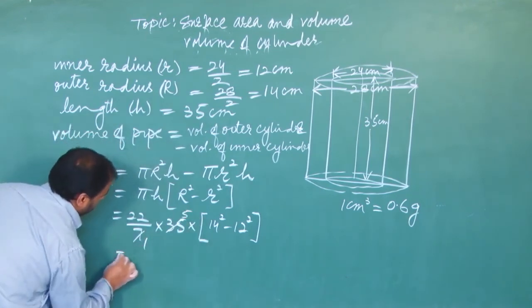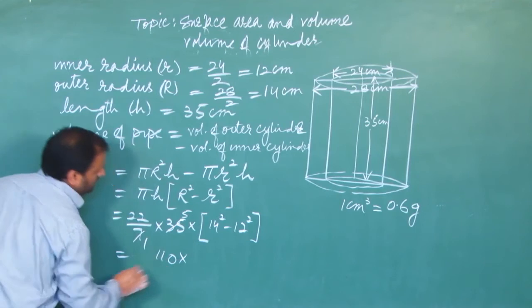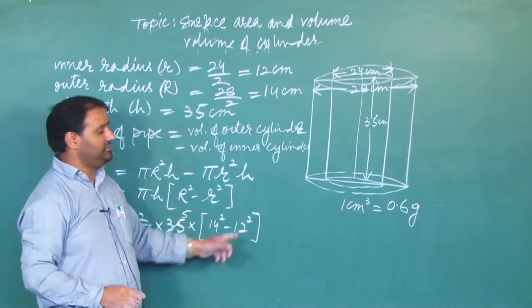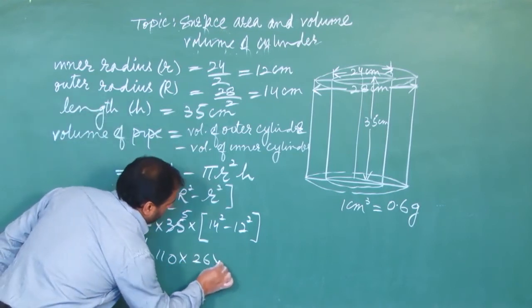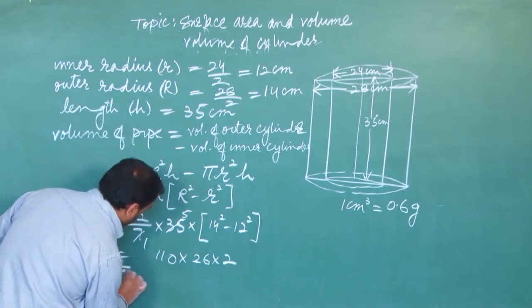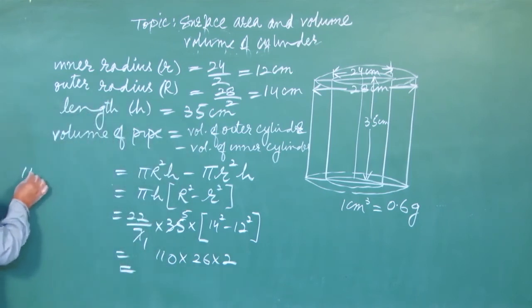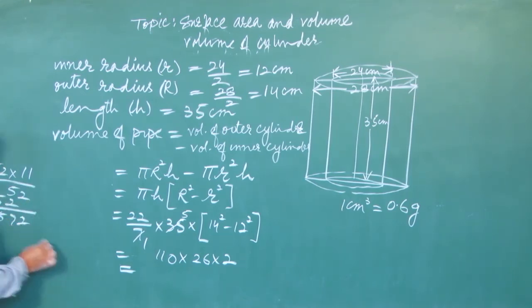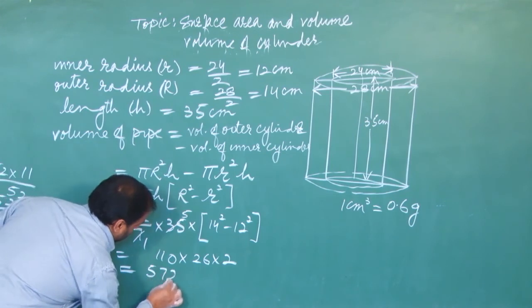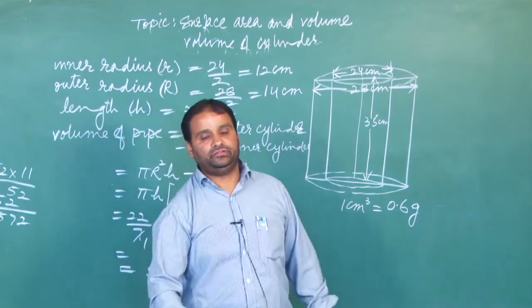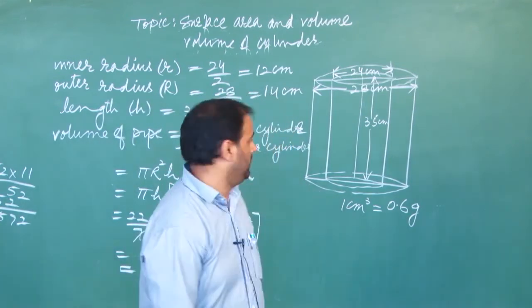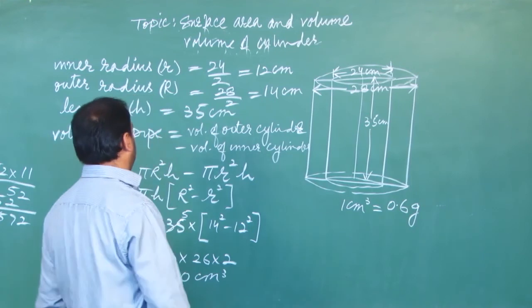7 into 35 is 5, 5 into 22 is 110, into, this is a square minus b square, which is a plus b times a minus b: 14 plus 12 is 26, and 14 minus 12 is 2. So, 110 into 52, how much is this? It's 5720. So, the volume of the pipe is 5720 centimeter cube.